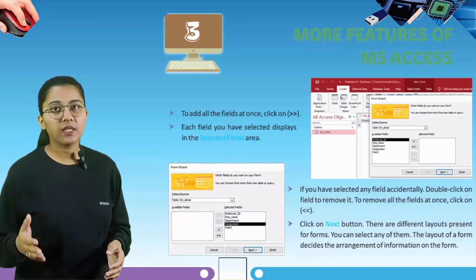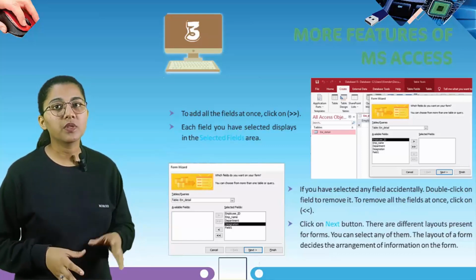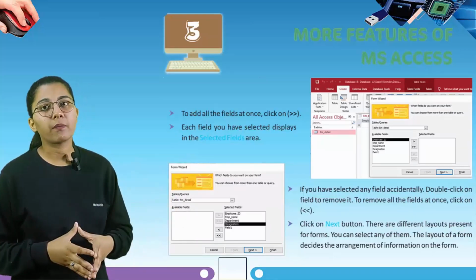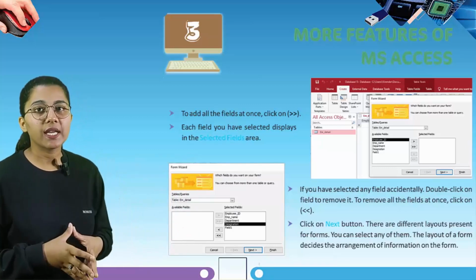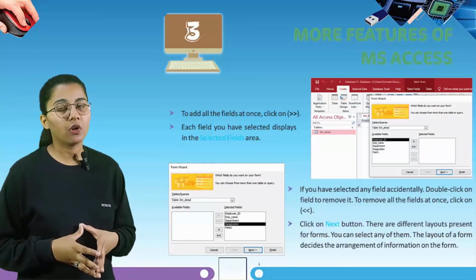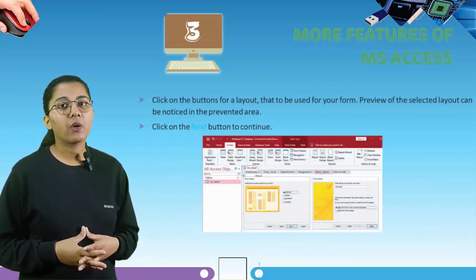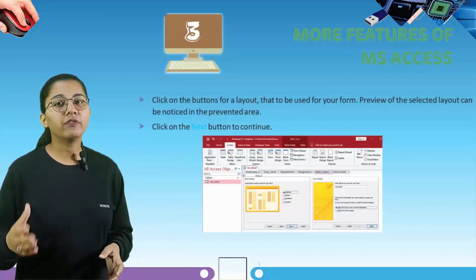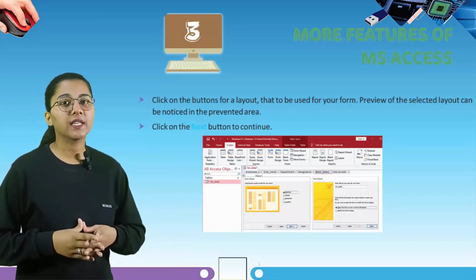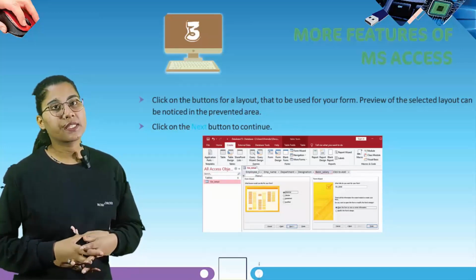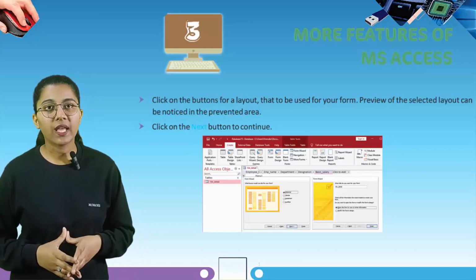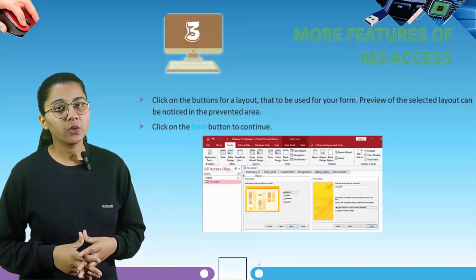There are different layouts present for forms. You can select any of them. The layout of a form decides the arrangement of information on the form. Now next, click on the button for the layout that is to be used for your form. A preview of the selected layout can be noticed in the preview area. Now next, click on the next button to continue.